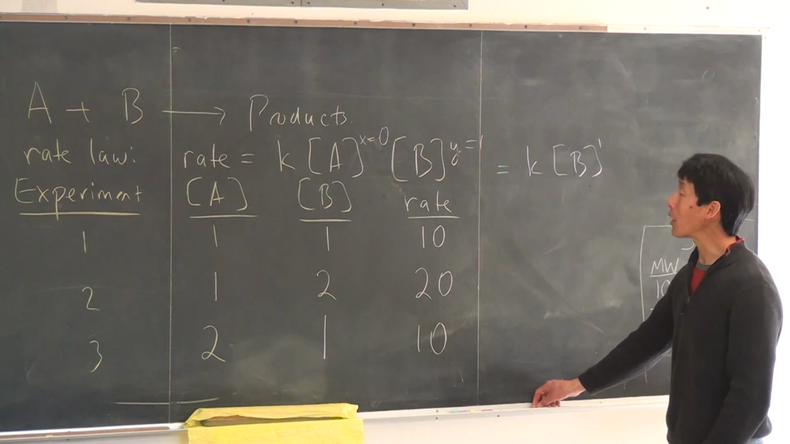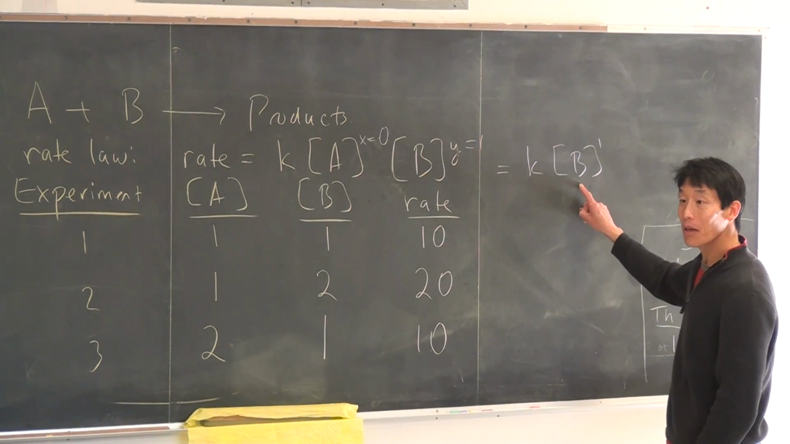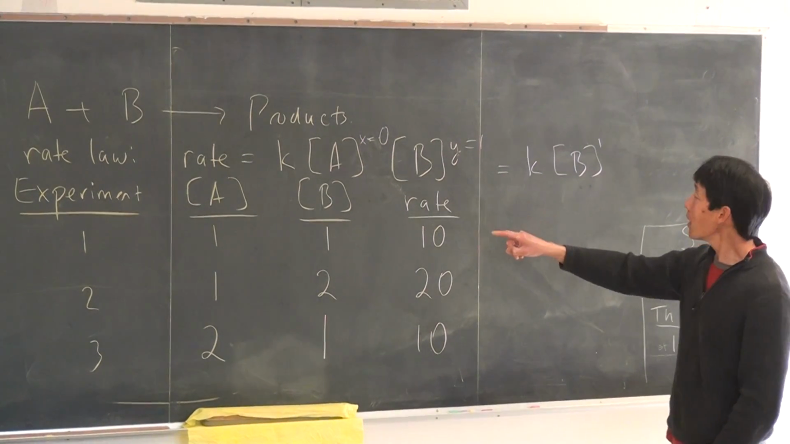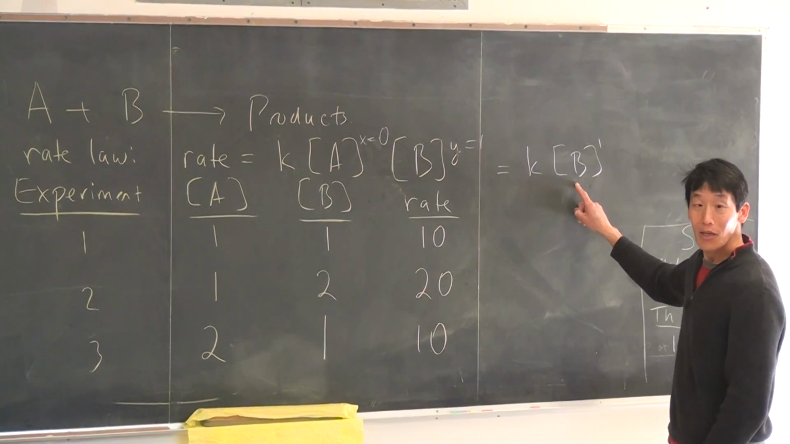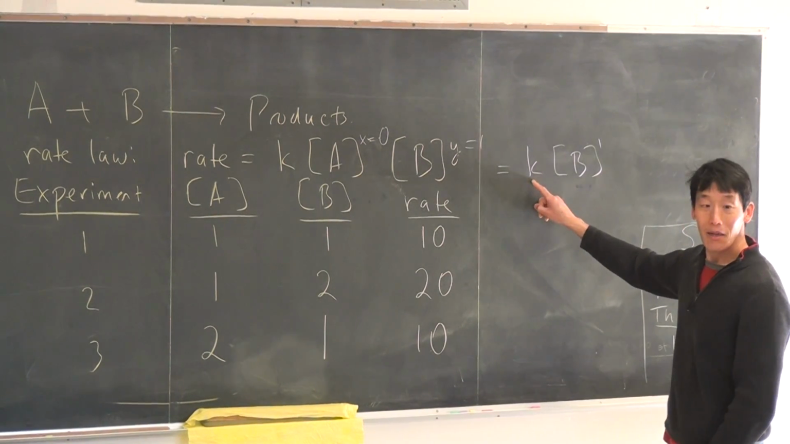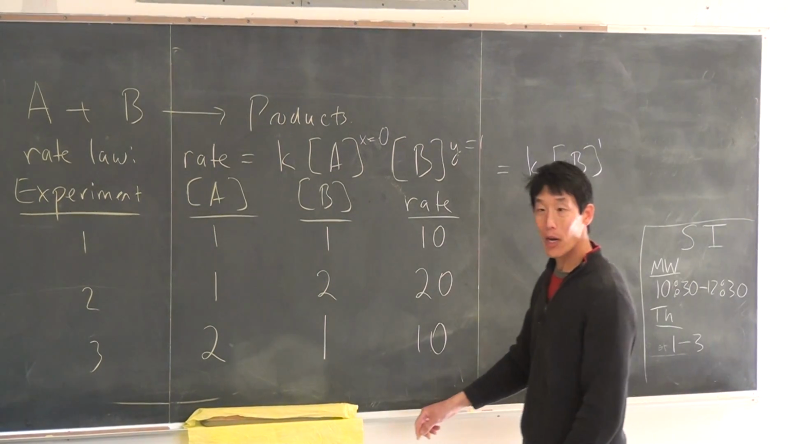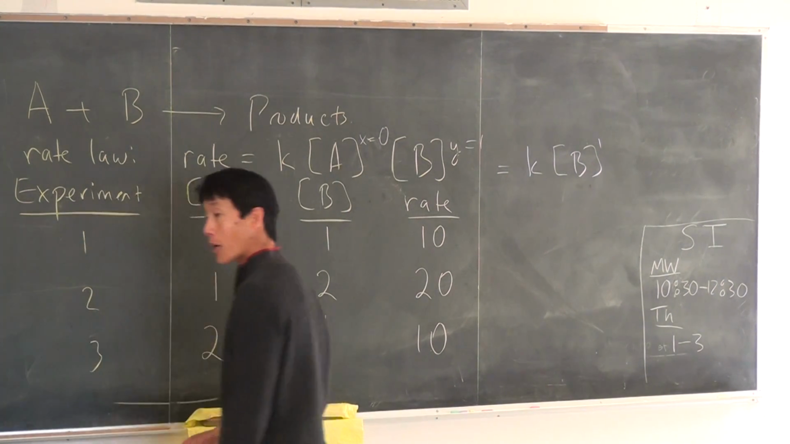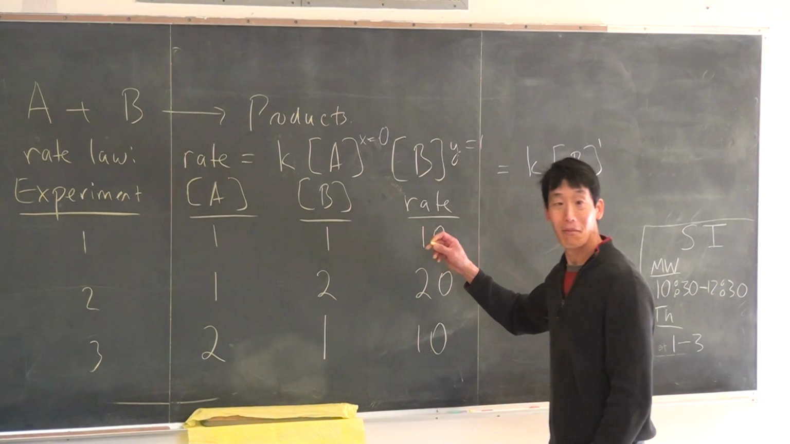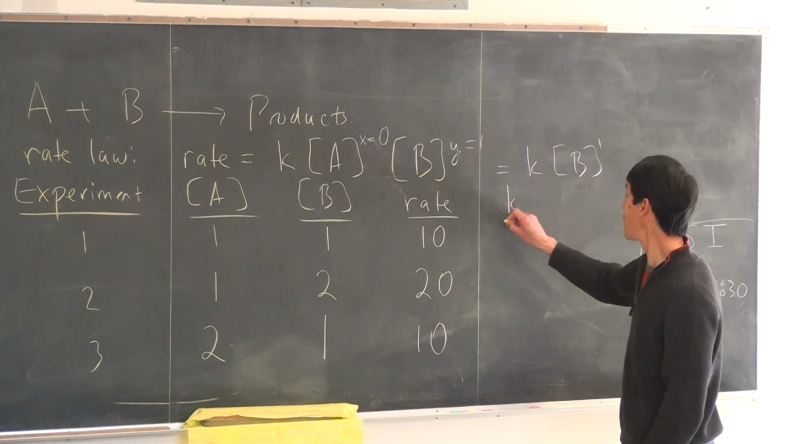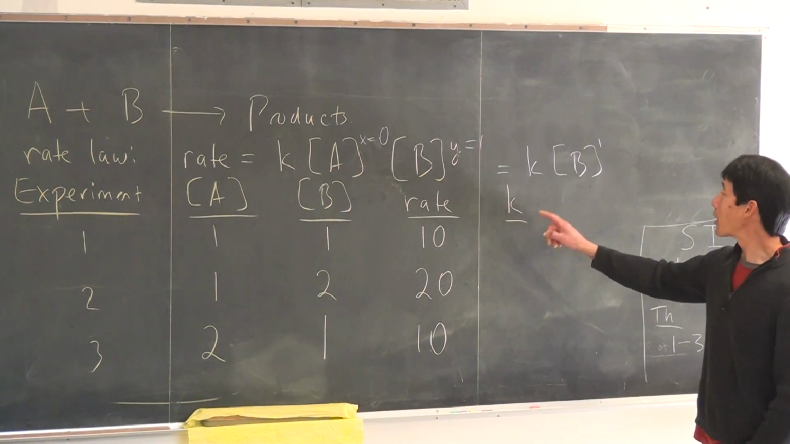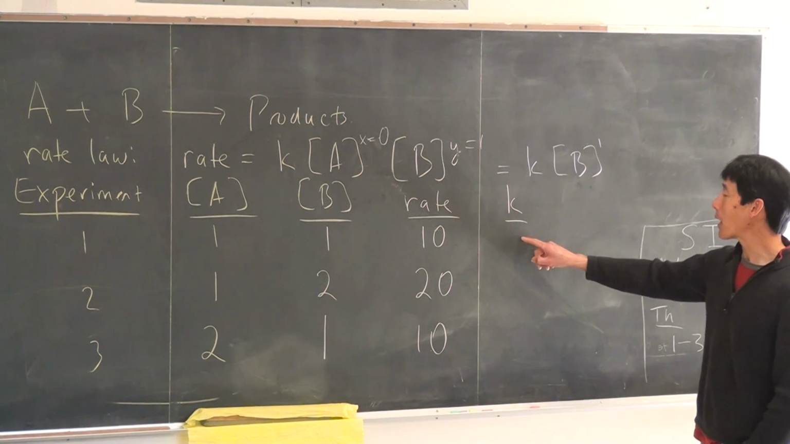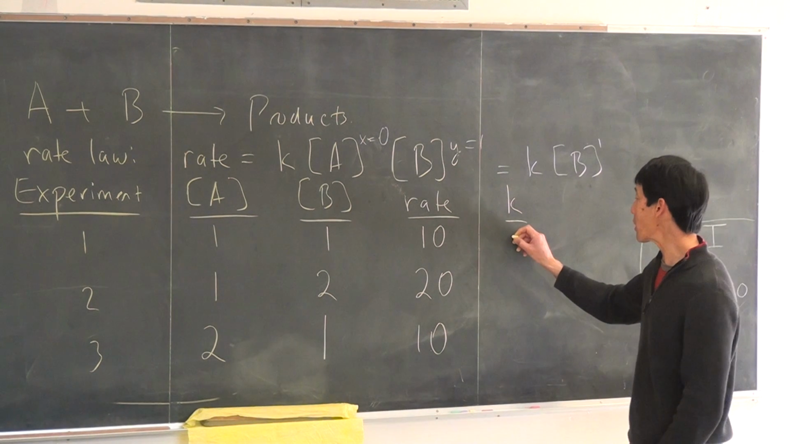We have our rate law: rate is equal to k times b. We know what rate is. Do we know what b is? Can we solve for k? Yes, let's do that. Does it matter which experiment we use? No, we should get the same answer for each experiment. So k is equal to the rate divided by b. In this case, it would be 10 divided by 1, so this should be 10.